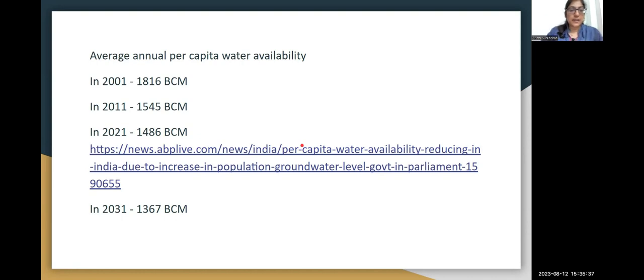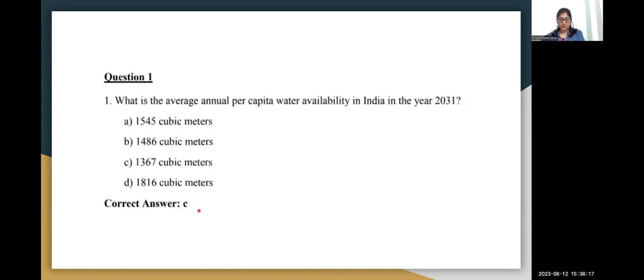According to a reassessment that happened in 2019 by the Ministry of Jal Shakti, the groundwater resources available in 2001 was 1816 billion cubic meter. In 2011, it reduced to 1545 billion cubic meter. In 2021, it was projected as 1486 billion cubic meter. And it is said that in 2031, the groundwater availability will be 1367 billion cubic meters. That is the answer provided here.